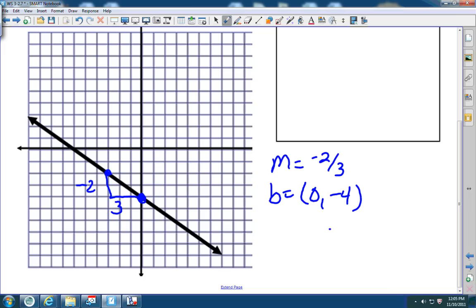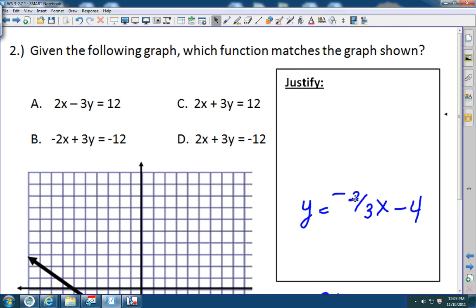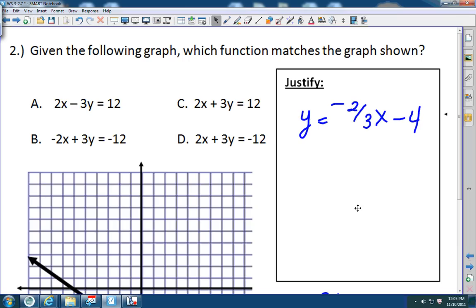Negative 2 over 3. So now if we write the equation of this line, I get y equals negative 2/3 x minus 4. Okay, that's my equation in slope-intercept form. Now let's solve this to move it into standard form.